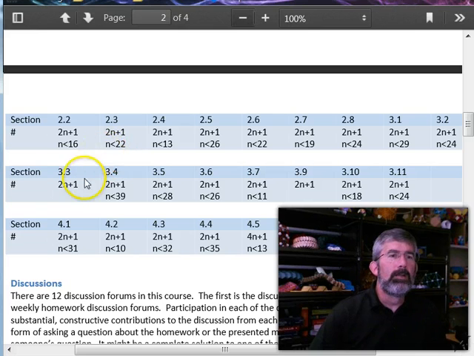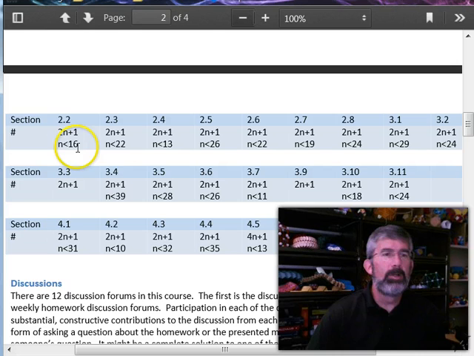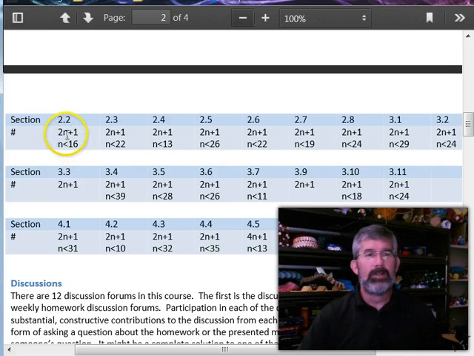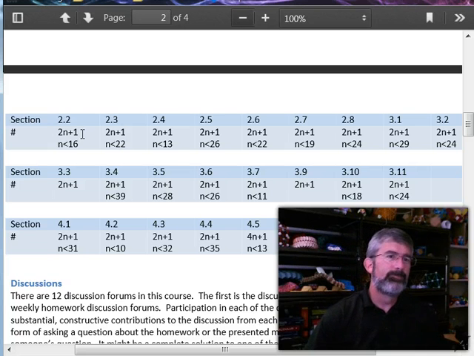Also, there's these n less than. For instance, on this first one, section 2.2, I want you to do the odds, but stop when n is less than 16. So does that mean 15 is the last one you do? No, it does not, because this is 2n plus 1. If n is 15, then 2n is 30, plus 1 is 31. So 31 is the last one I want you to do, right?